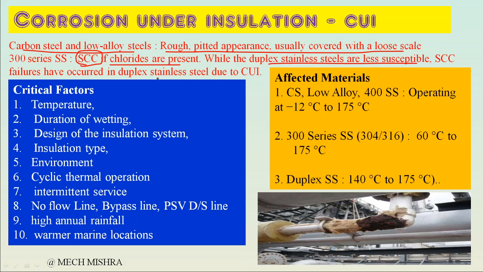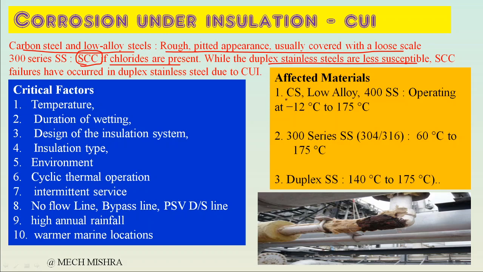So basically in carbon steel you can see direct pitting, a rough pitting appearance, and in stainless steels, due to chloride presence, you will see CUI in the form of cracking. So what are the temperatures? This is very important for the classification of our piping systems which are more prone to CUI. We need to have the list of piping and equipment which are susceptible to CUI. So how can we classify that? First, it is based on temperature.